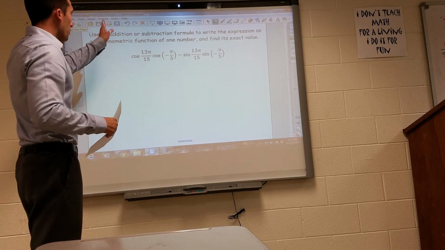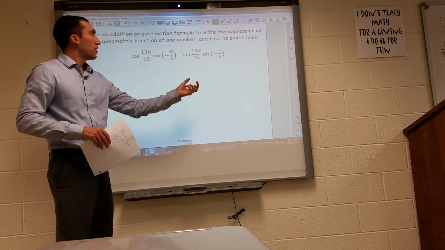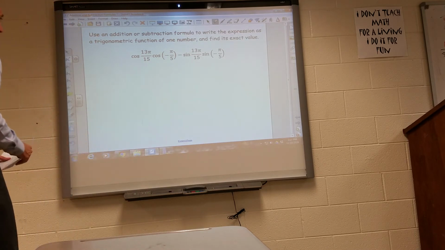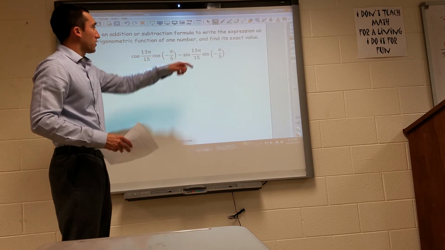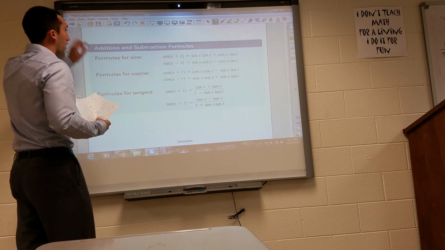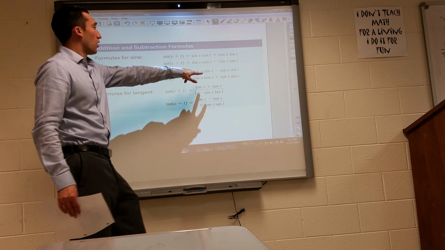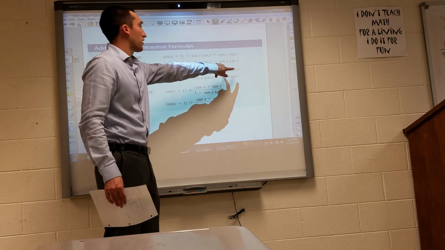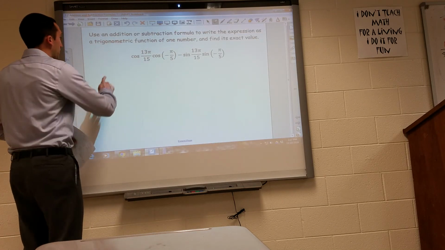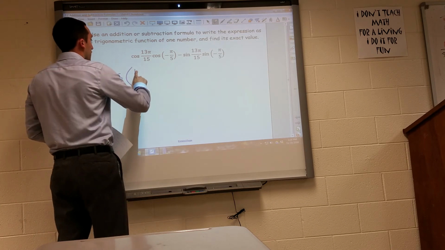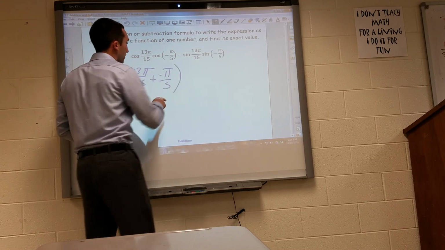Finally, we're going to use the addition or subtraction formula to take and write this into one single value, then find its exact value. So, since here I have cosine, cosine, minus sine and sine, that means I must have started with an addition, right? I must have started with a cosine of s plus t. So, you can see here I have two cosine values minus two sine values. That's the same as what I had at the end there. So, I want to combine this into a cosine of 13 pi over 15 plus negative pi over 5.